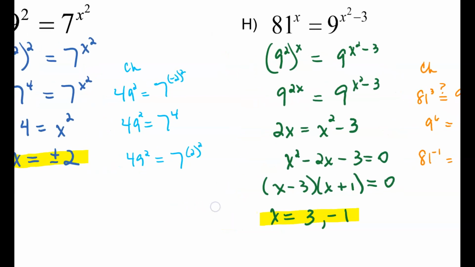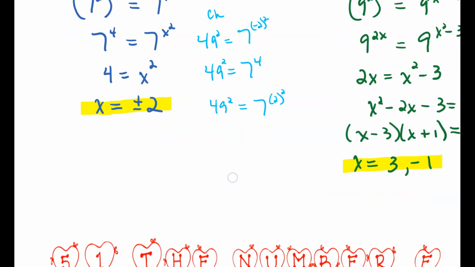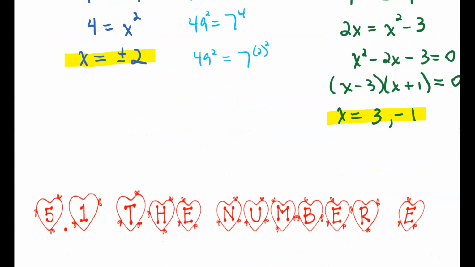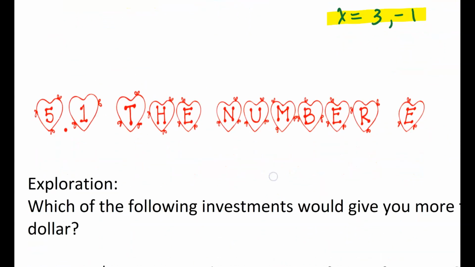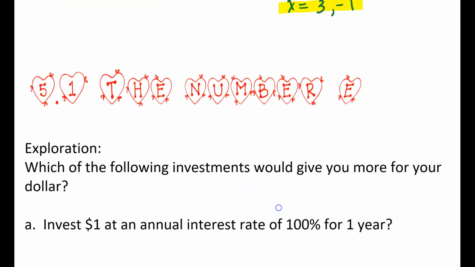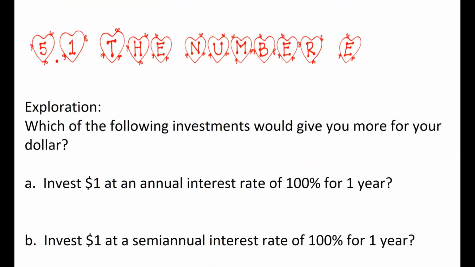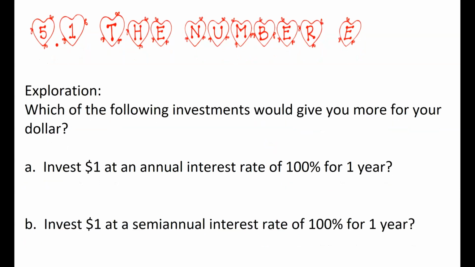Okay. So what we're going to look at next is the number e. So we're going to start with an exploration. You're going to want your calculator for this. We talked about compounding interest last class. Anybody remember what that formula is? It's y equals P times 1 plus r over n, whole thing to the power n t. Okay. All right. So that was our formula for compounding interest.